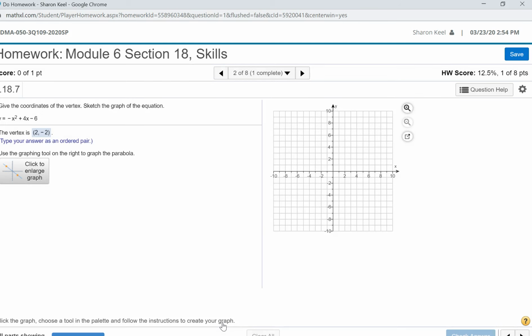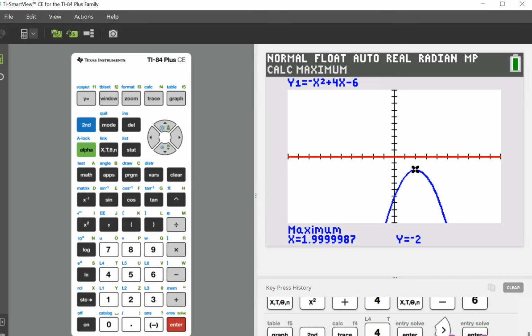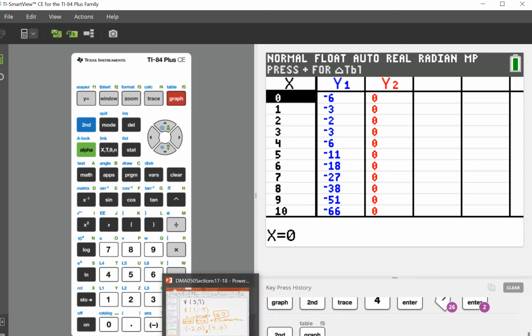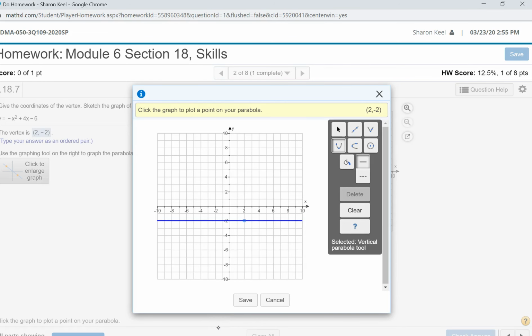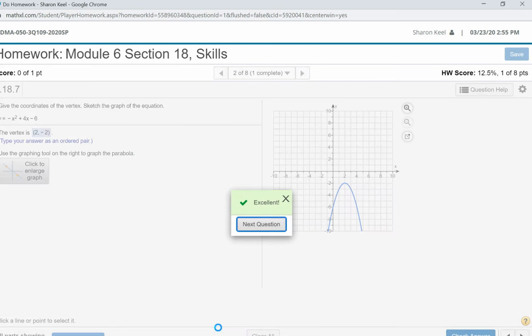Great job. Now this one wants me to graph it. So I'm going to choose parabola tool. I'm going to go to 2, -2, make my first point. And then I'm going to go to my table and choose another point. Let's say we choose 0, -6. So I'm going to come back here and I'm going to graph 0, -6. And for this problem, they're only asking me to graph the parabola. They're not asking me to do an axis of symmetry. So I'm going to save and then check.